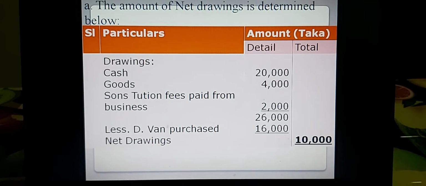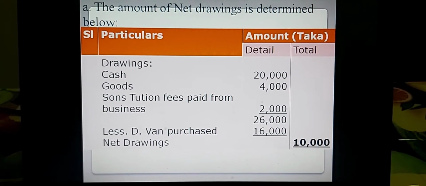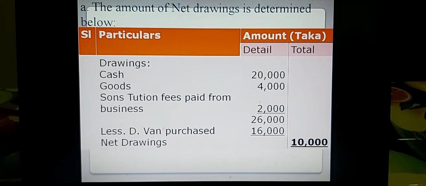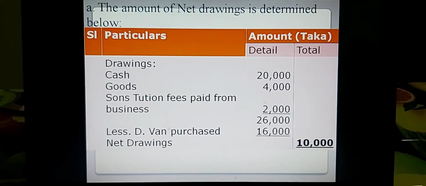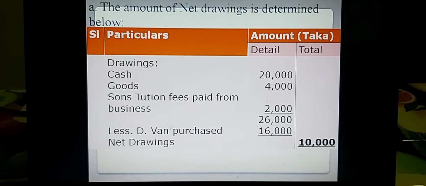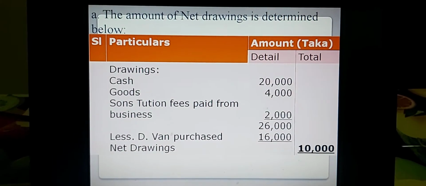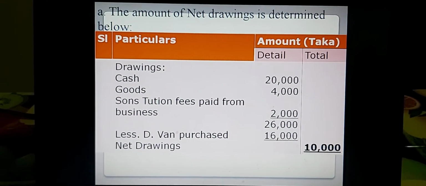Okay, the amount of net drawings is determined below using a statement. Totally 4 columns are available: serial number, particulars, amount taka detail, amount taka total. From the stem we can get drawings. 3 types of drawings are available in the stem.